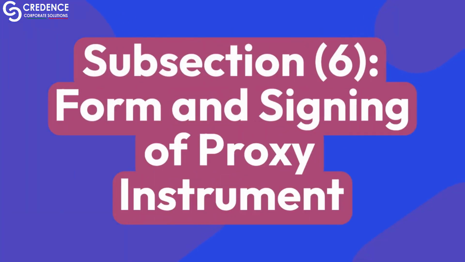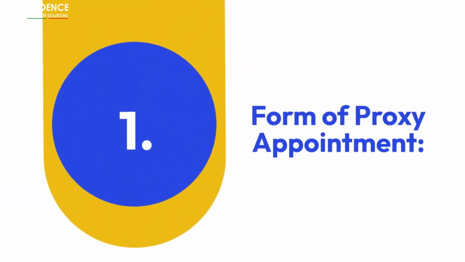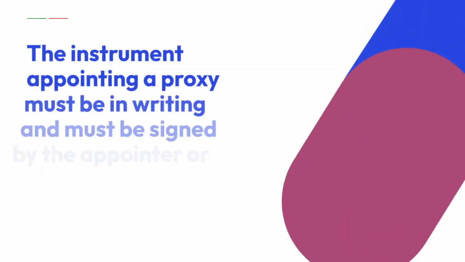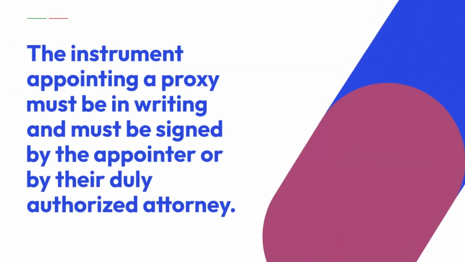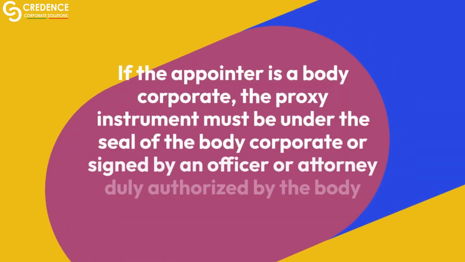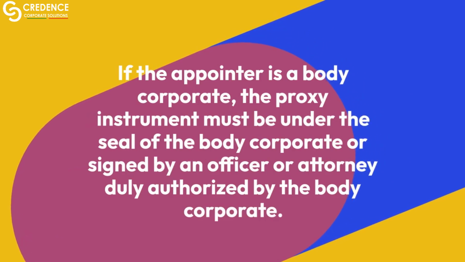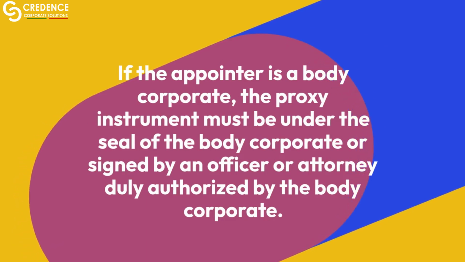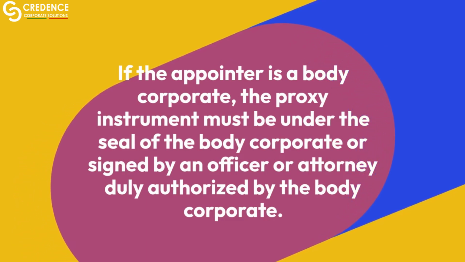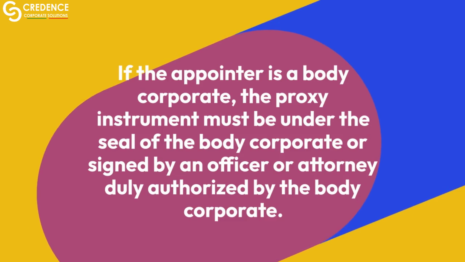Subsection 6. Form and signing of proxy instrument. 1. Form of proxy appointment. The instrument appointing a proxy must be in writing and must be signed by the appointer or by their duly authorized attorney. If the appointer is a body corporate, the proxy instrument must be under the seal of the body corporate or signed by an officer or attorney duly authorized by the body corporate.